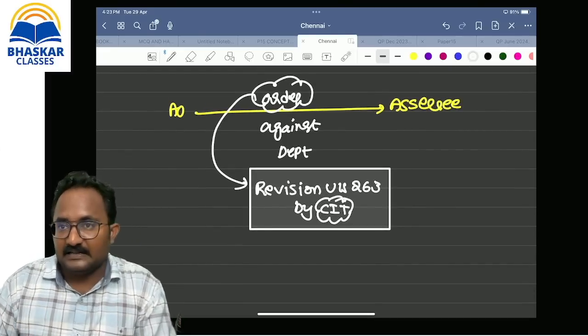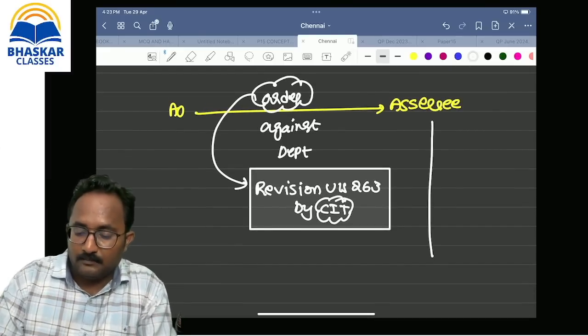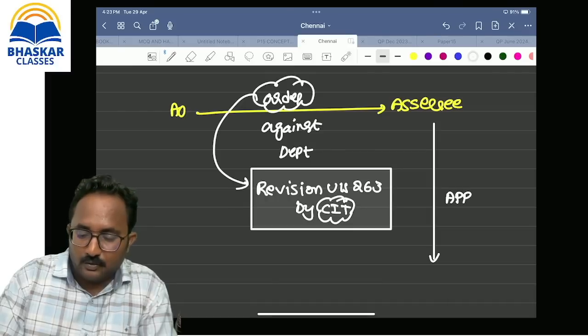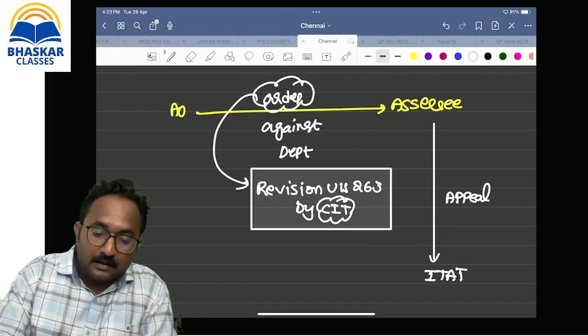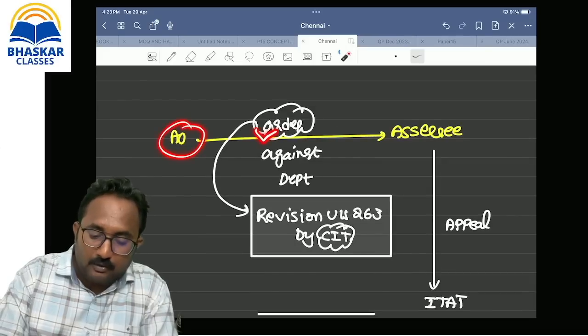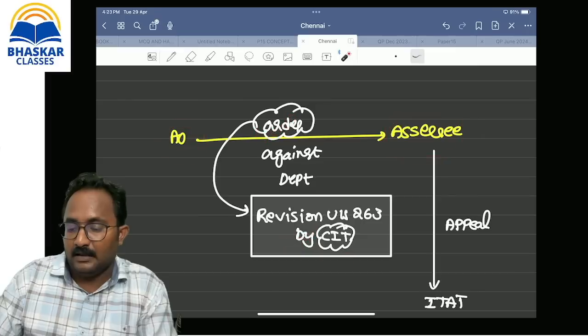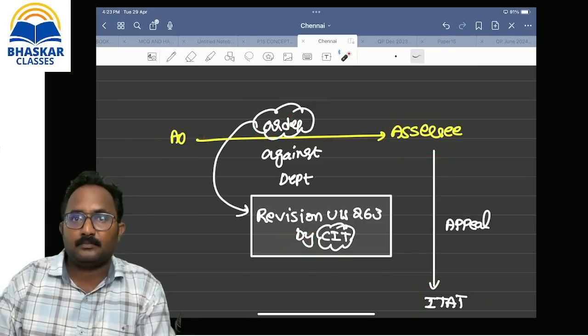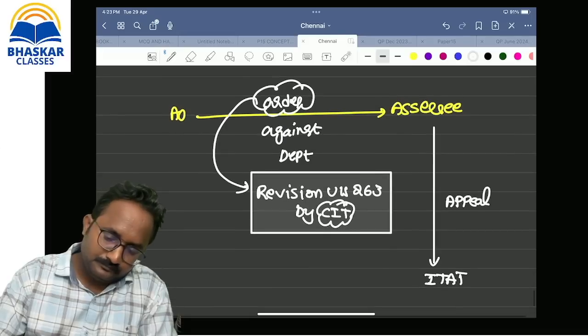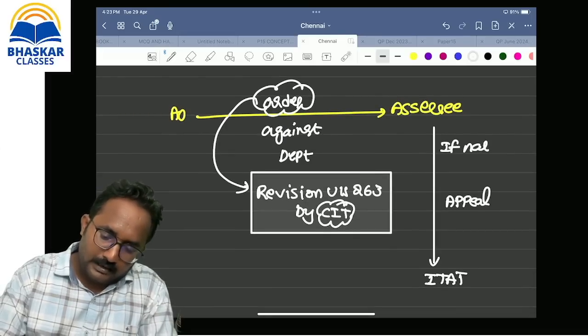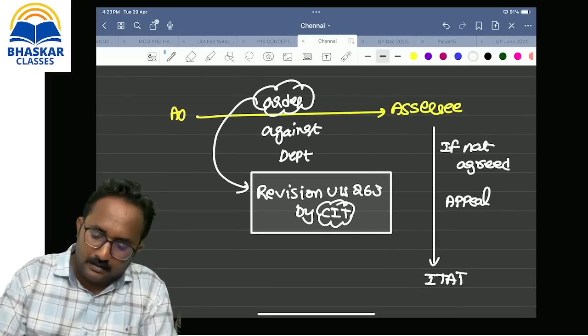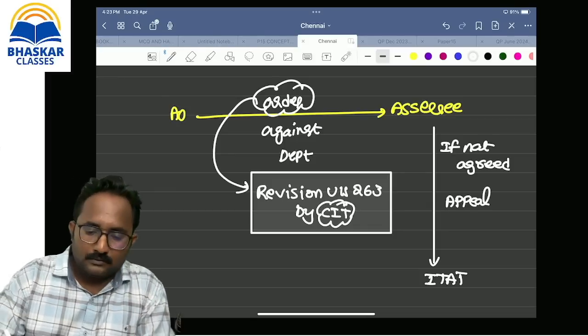Now SSC is not satisfied with this order. What can the SSC do, ma? They can make an appeal with whom, ma? ITAT. Because previously the order passed by the AO was revised by the CIT. If that is not agreed by the SSC, they can make an appeal with the ITAT. Are you clear? So that is only the point.